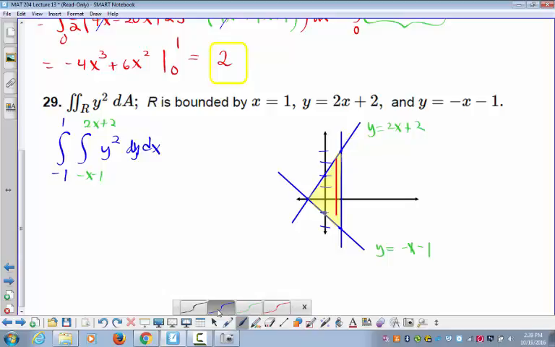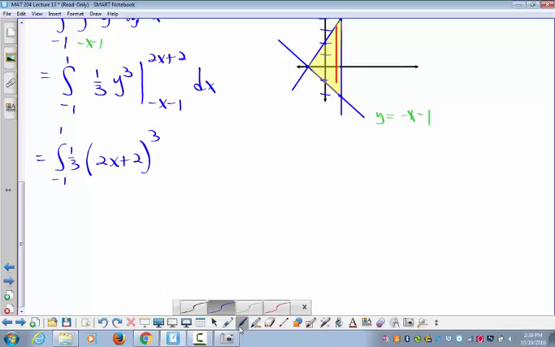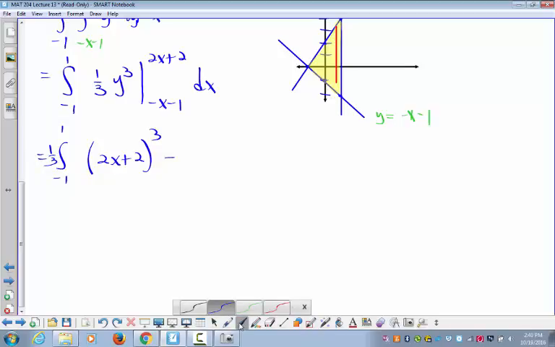Integrating with respect to y, we get y cubed over 3. All right, so we have to cube that, so that's 2x plus 2 cubed. Let's put that 1/3 all the way out in front so we don't have too many sets of parentheses. Minus negative x minus 1 cubed, dx.